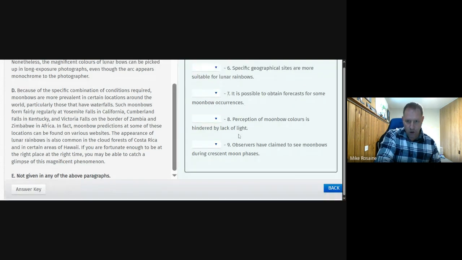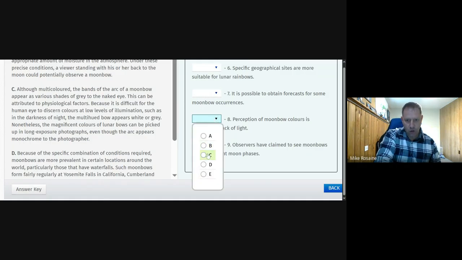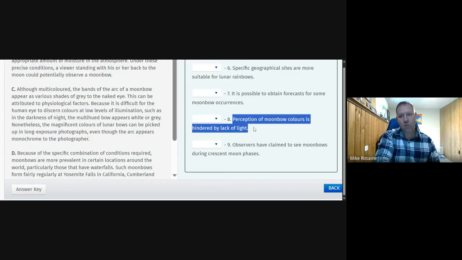What about 8? We're almost done. Perception of moonbow colors is hindered by lack of light. You know what? We haven't chosen C yet. We're almost near the end. If you're running out of time and you haven't chosen something and it seems to be the one, I would go C right now without reading. But we have time, so let's just check and make sure. Is this idea true again? Perception of the moonbow colors is hindered by lack of light.